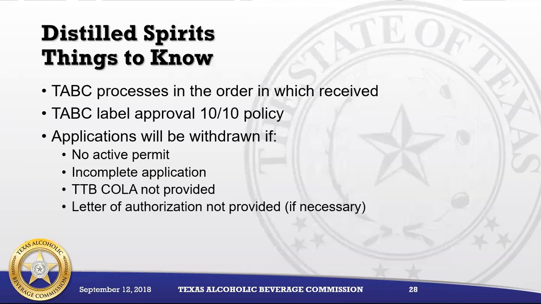Be sure to attach all required documents to the application, including the letter of authorization and your TTB COLA. Applications will be withdrawn that are incomplete, that have permitting issues, or are missing the letter of authorization and TTB COLA. Common errors that can be fixed prior to submission: be sure to attach all required documentation. When submitting online, be sure to click the attach button once you have browsed and selected your documents.